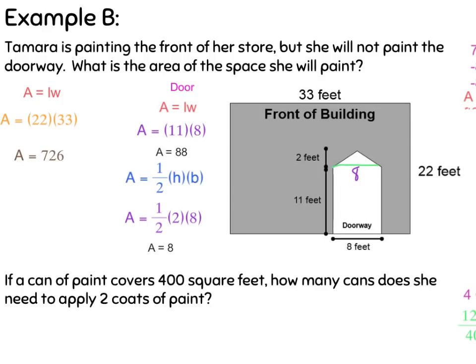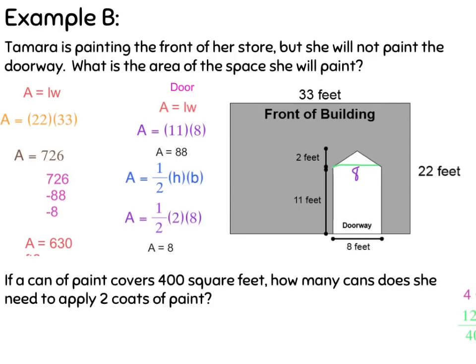So now I need to subtract out the doorway from the 726 feet. So in order to do that, I have to subtract both parts. I have to subtract the rectangle and the triangle. Could you add them together and then subtract? Of course, but I'm going to just subtract right away. So I'm going to take my 726 minus 88 minus 8. And when I do that, the amount I have left over is area equals 630 feet.